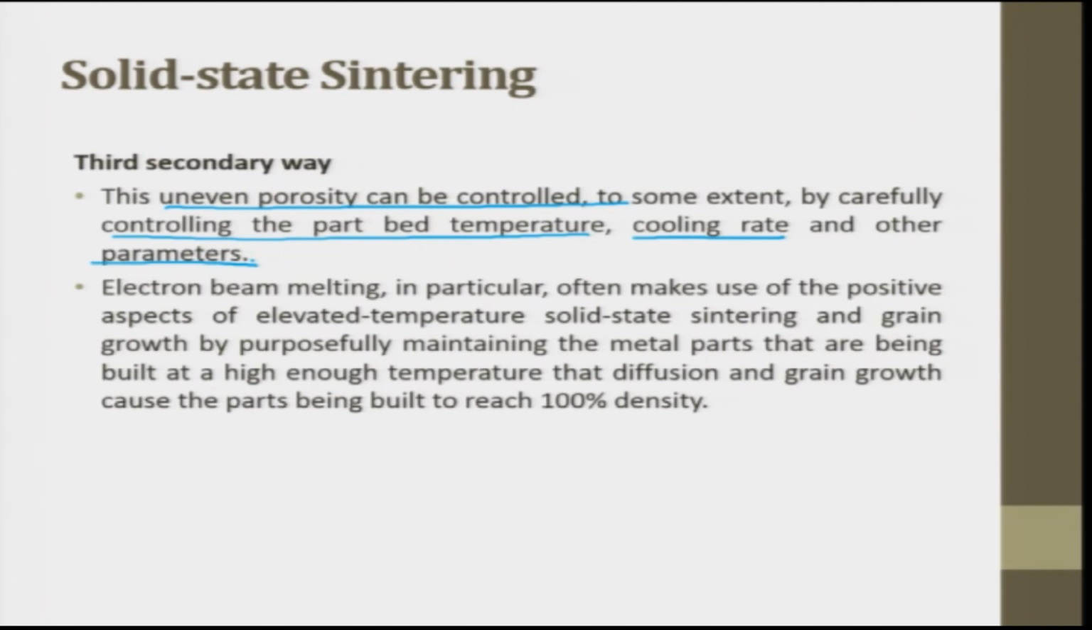Electron beam melting, replacing the laser by an electron beam, in particular often makes use of the positive aspect of elevated temperature solid state sintering and grain growth by purposefully maintaining the metal part that is being built at a high enough temperature that fusion and grain growth cause the part to be built to nearly 100% density.